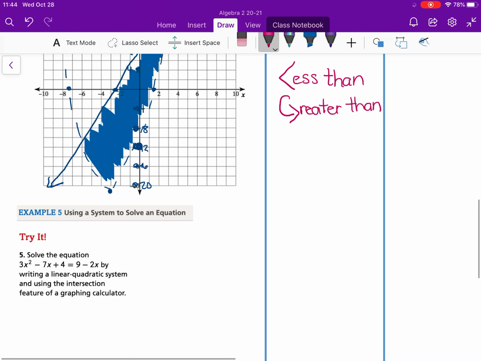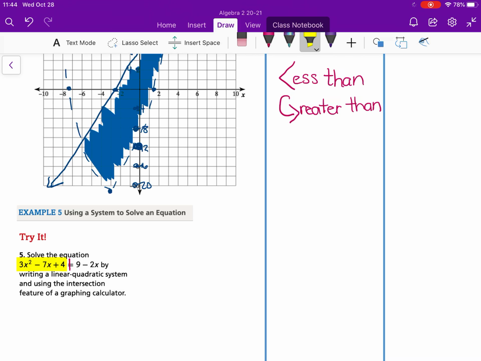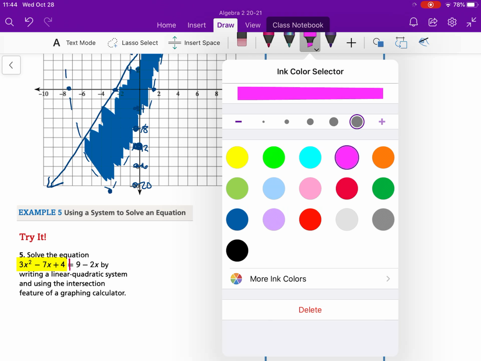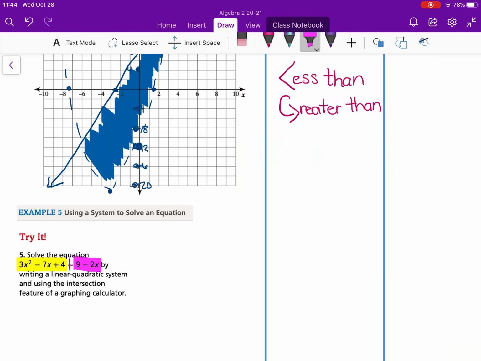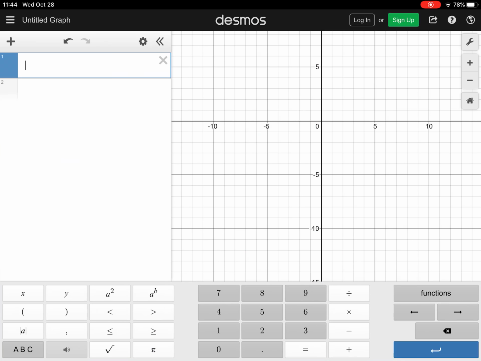All right, so we can also use a system to solve an equation. So this goes back to 1-5. We're going to do this over and over and over again. We're going to put the left side in Y1. We're going to put the right side in Y2, meaning the second line. And then we're going to find out where they intersect. And wherever they intersect, the x value is what it equals. So let's try that out on Desmos.